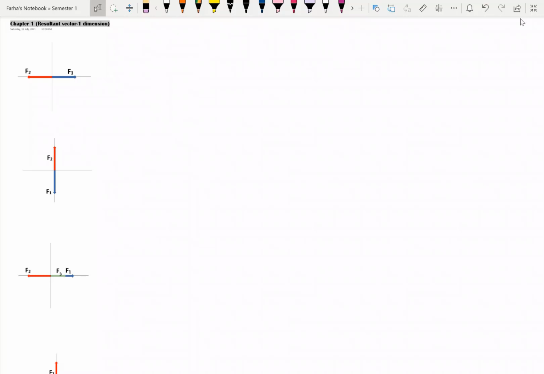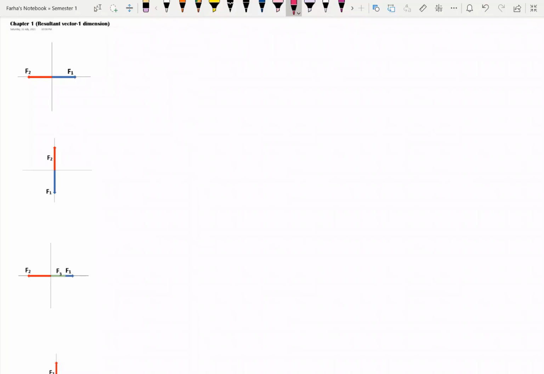Okay, now we look at the resultant vector for one dimension. Resultant vector yang kita tahu dia adalah penambahan vektor-vektor yang ada. Okay, one dimension dia mudah, iaitu vektor tu hanya berada pada paksi X saja ataupun paksi Y. So kita akan lihat yang pertama, contoh yang mudah, iaitu di mana kita ada dua vektor F1 dan F2.